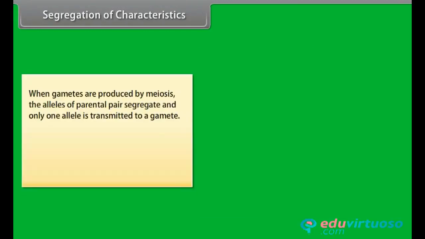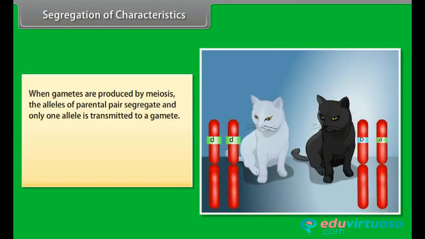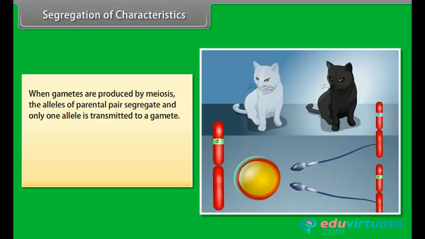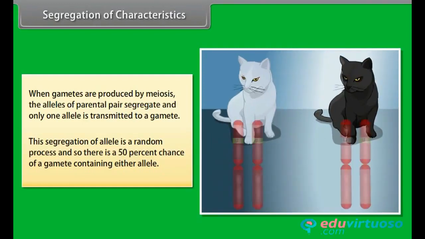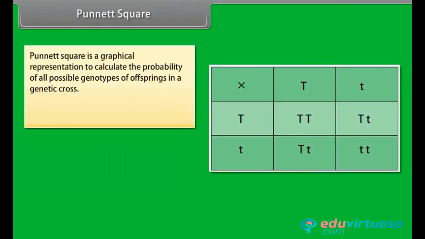Segregation of characteristics. When gametes are produced by meiosis, the alleles of parental pair segregate and only one allele is transmitted to a gamete. This segregation of allele is a random process, and so there is a 50% chance of a gamete containing either allele. Punnett square. Punnett square is a graphical representation to calculate the probability of all possible genotypes of offsprings in a genetic cross.